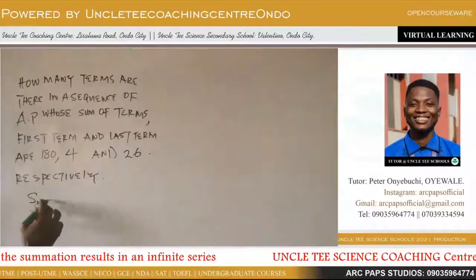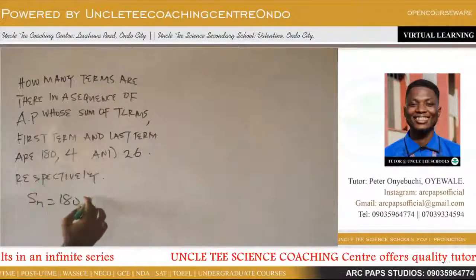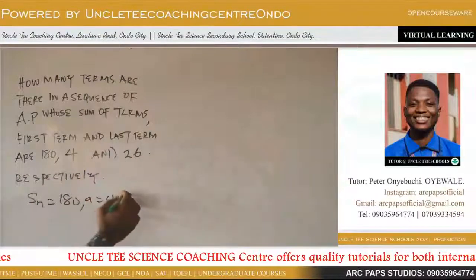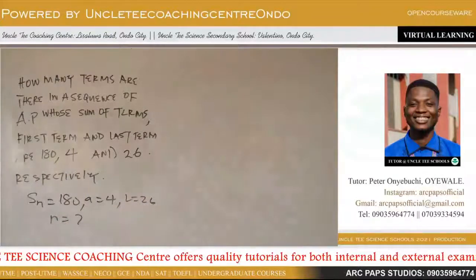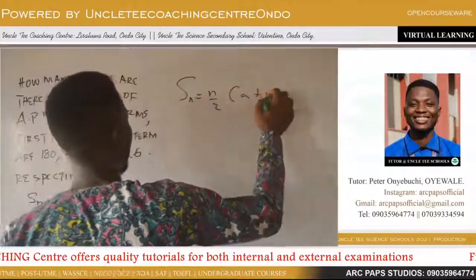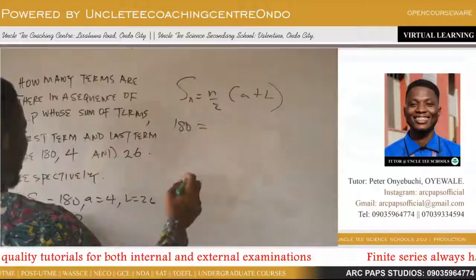How many terms are there in the sequence of AP whose sum is 180? Sorry, whose sum of terms is 180? The first term is 4, and the last term is 26. Now we are looking for a value of n. Now the sum of terms formula is given by n over 2 into a plus l, when you know the first term and the last term.